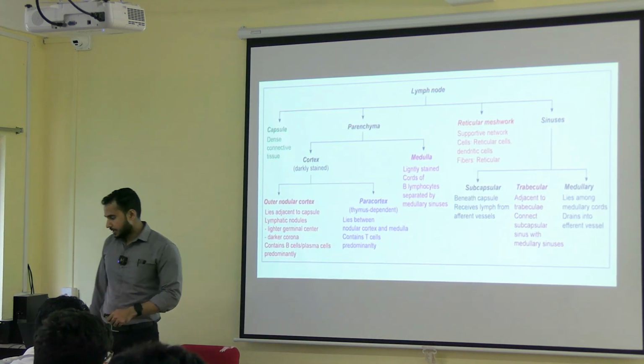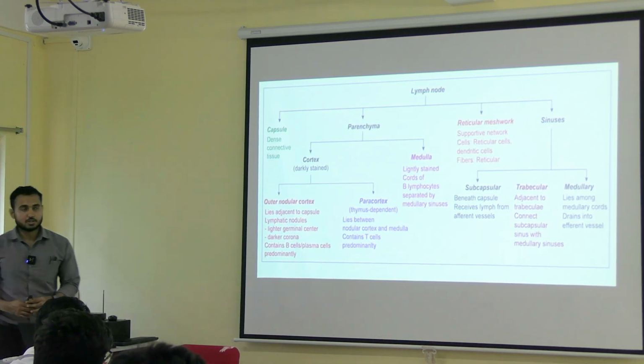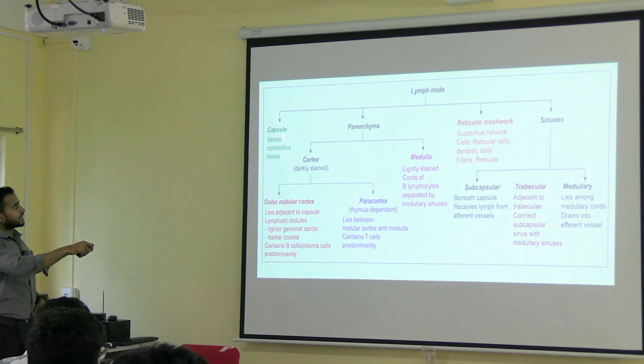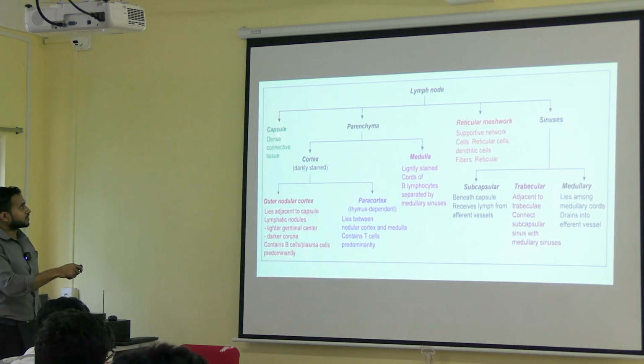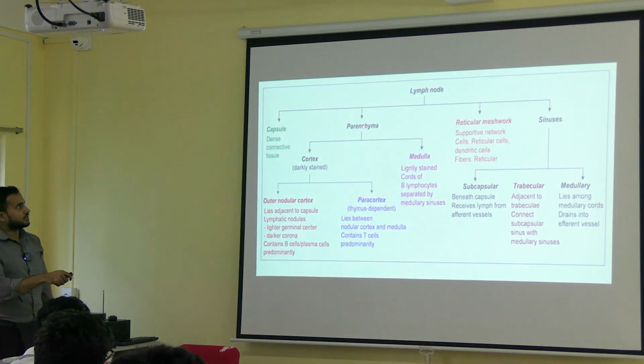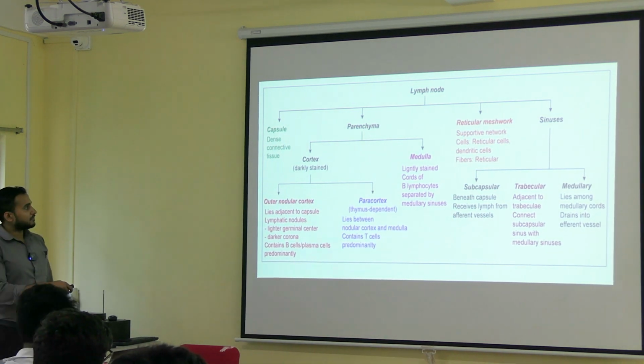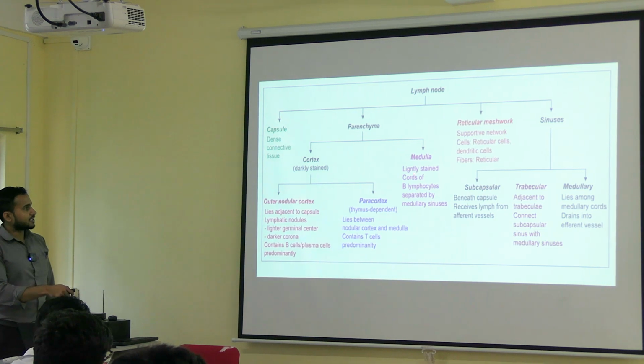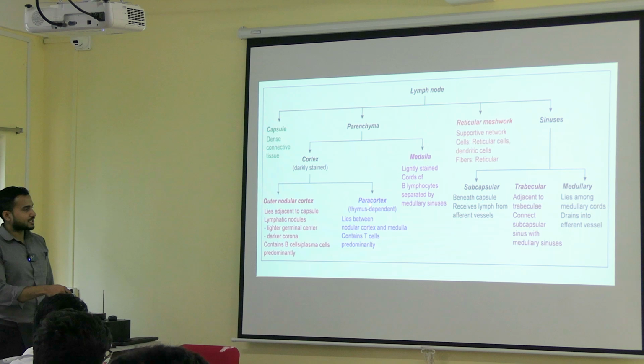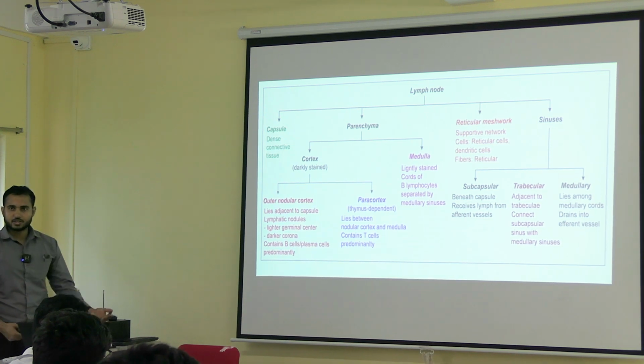Now here you can see the microscopic structure, the overall structure. So first of all, see, same story is repeated. Here also you can see the capsule is present, which is made up of dense connective tissue. From capsule, what is extending into the parenchyma? Trabeculae. ठीक है. Next, if you see the parenchyma, as I said, it is made up of cortex and medulla. But cortex, 2 parts of cortex are there: outer cortex and paracortex, or also called as deep cortex.